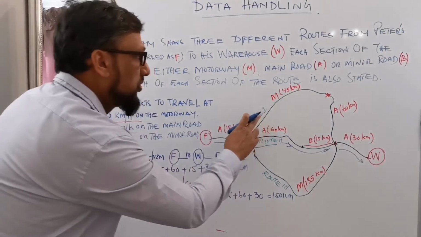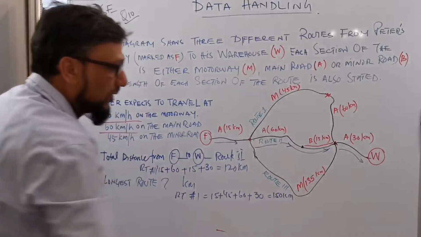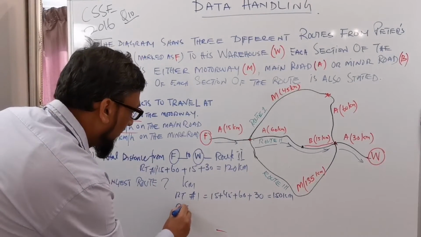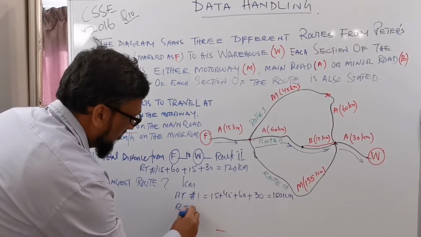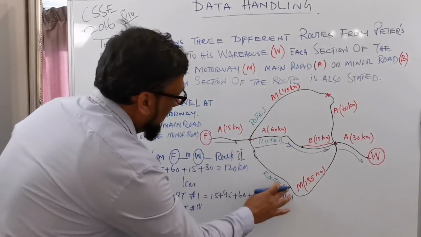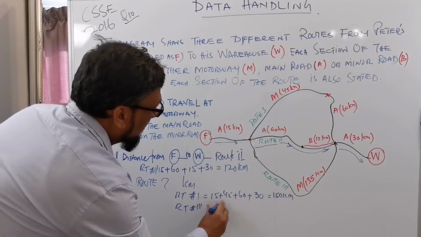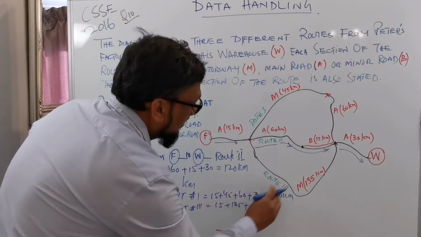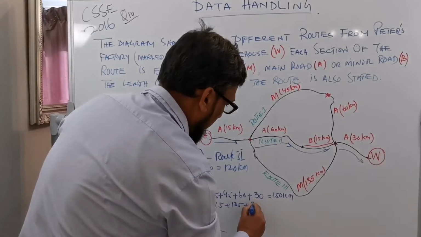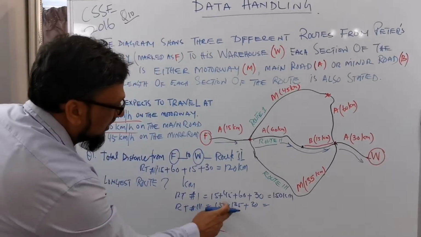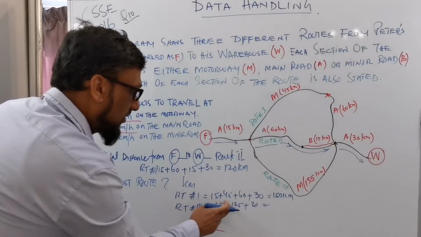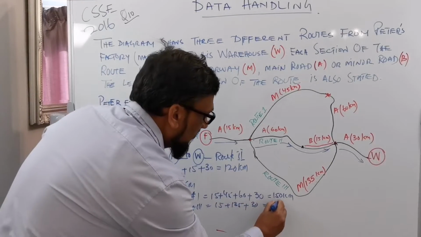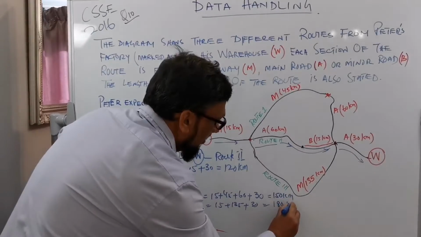So first route, sorry, taken 150 kilometer, and now we work out route number 3. Okay, so very simple, 15 plus 135 plus 30. So which is 135 plus 15, which is 150, and plus 30, which is 180 kilometer.